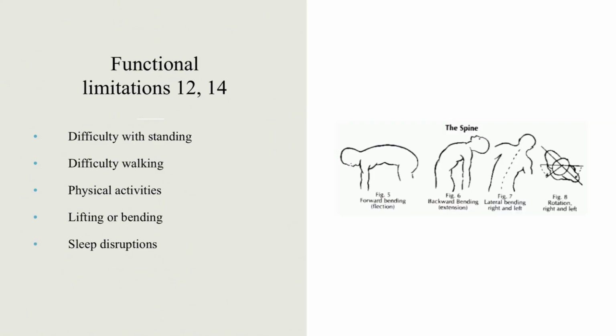Some functional limitations would include low back pain that makes it difficult for someone to walk and stand for a prolonged period of time, and it may even come with altered posture. High impact physical activity can make symptoms reproduce or worsen, making it difficult for someone to participate in physical activities. Although pain is mostly worsened with extension, bending forward and lifting objects can also cause discomfort in the lower back. Sleep disruptions are common due to the persistent low back pain.